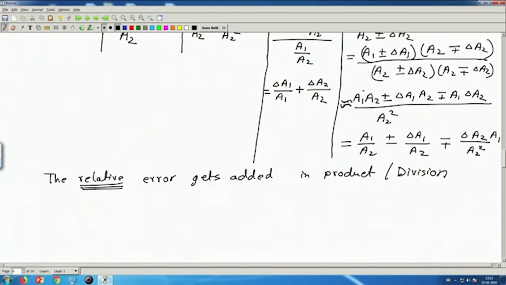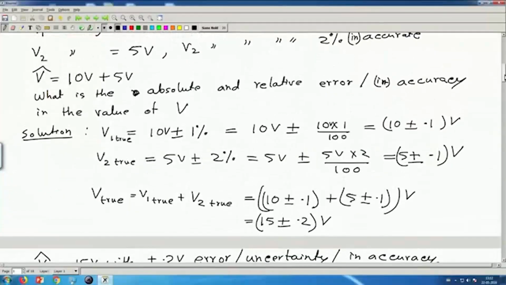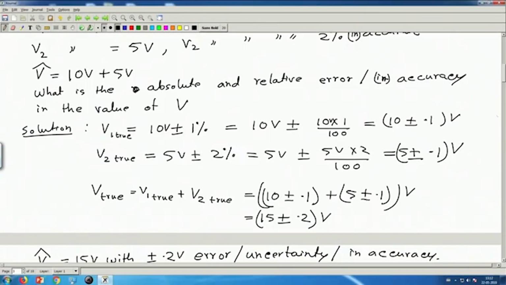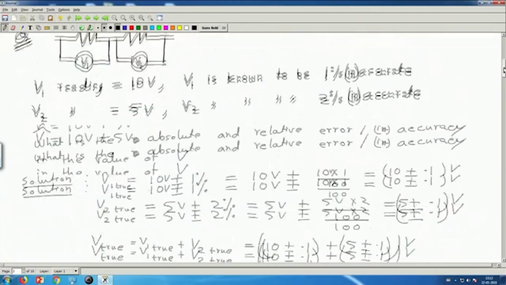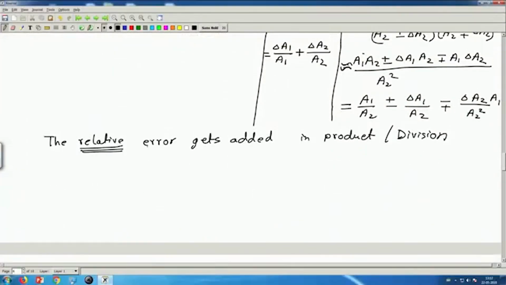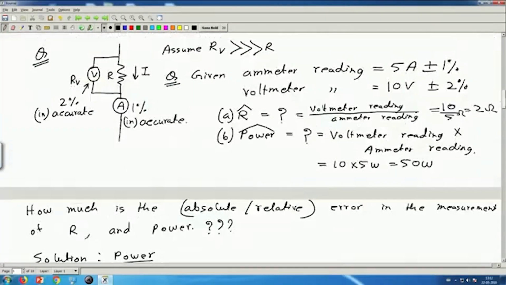Absolute error gets added for summation of quantities, as we have seen in the first example. In the first example that we have dealt with here, the absolute error gets added. But for product and division only relative error gets added. So this is an important result. Okay, so now let's finish the question that we have set.